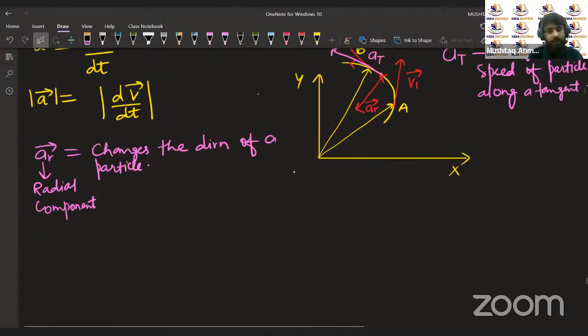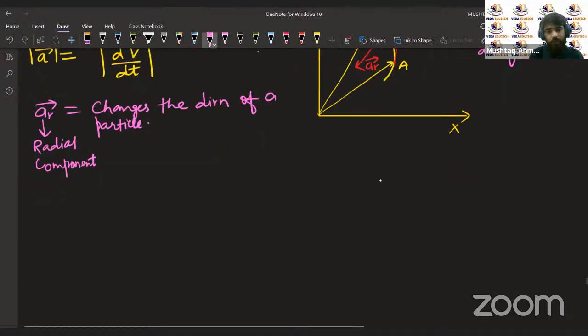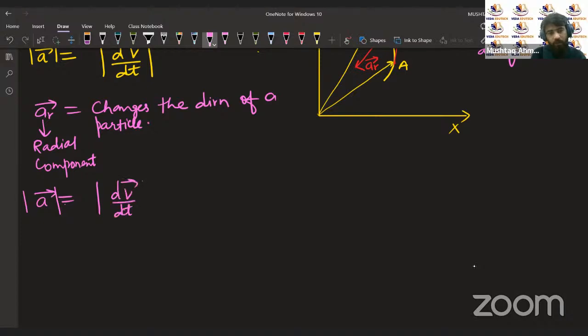Okay, let's move forward. Our acceleration is defined as the rate of change of velocity. The magnitude of acceleration is equal to dv vector upon dt.